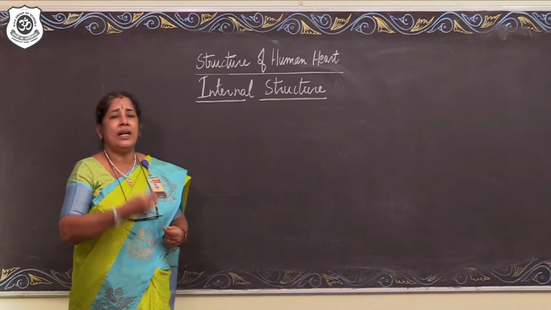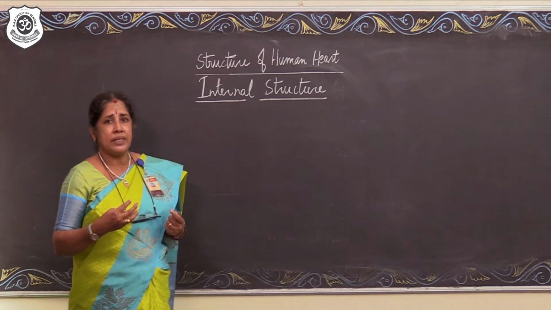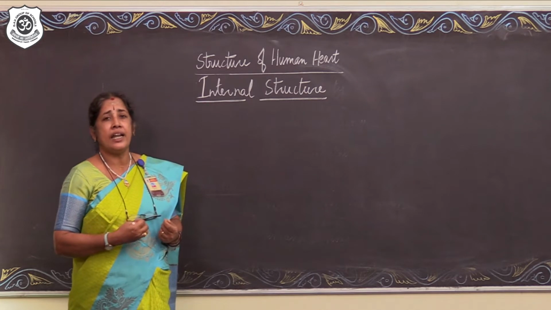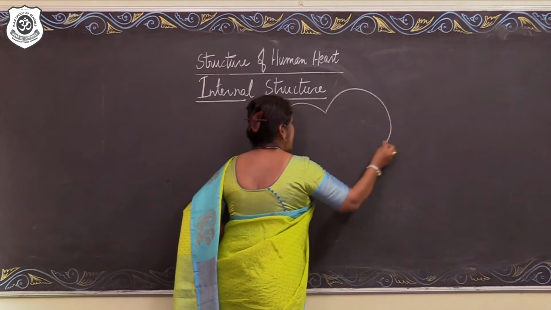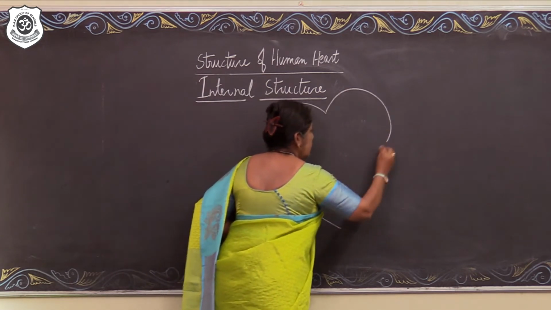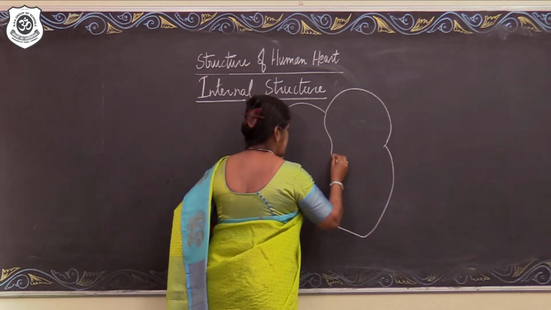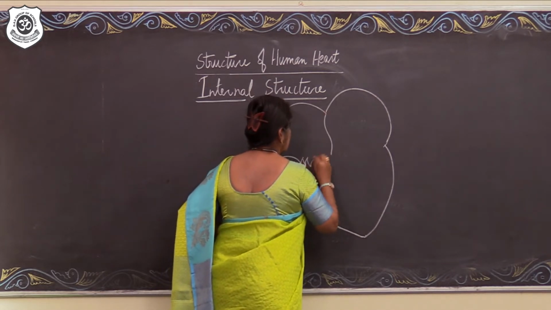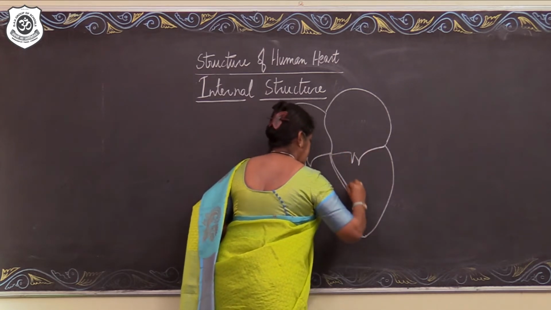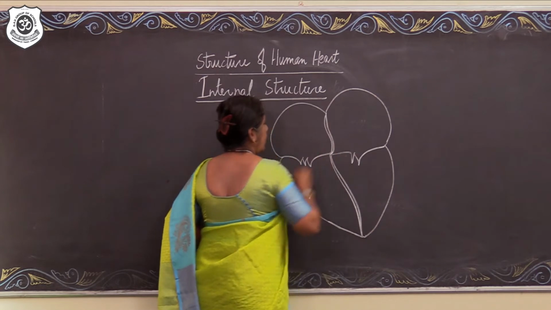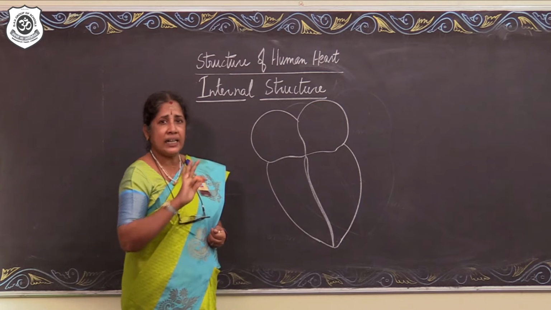Now, in order to understand this better, let us diagrammatically try to represent and get a basic understanding of the structure of the heart. So, this is only a diagrammatic representation, my dear children, which will help us to understand better the structure of the heart. Right. This may not be to scale, but let us first get the idea clear.